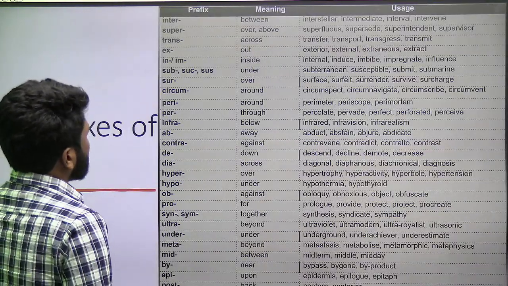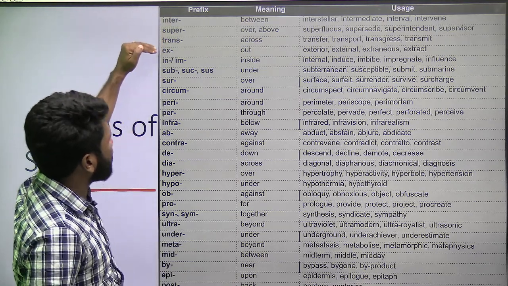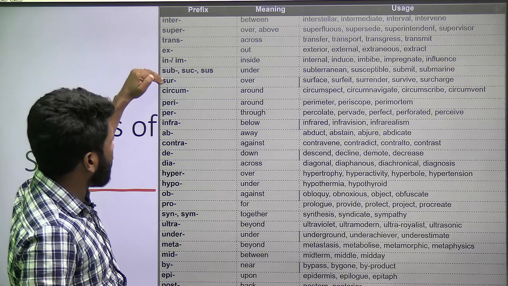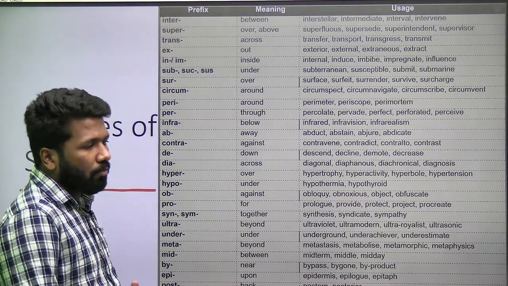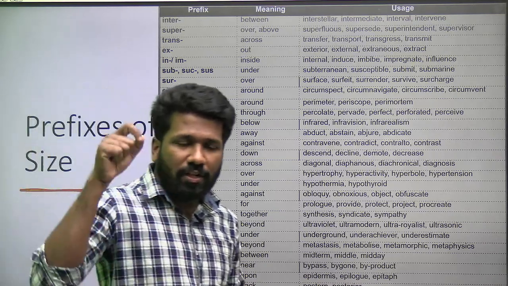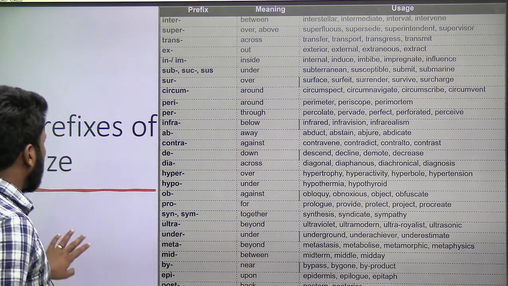So prefixes of size, or this is not size, this is position actually. Inter, super, trans, ex, in, sub, circum, peri, per. Again, go through this, that will improve your vocabulary. I will share the PDF in the Telegram channel. The Telegram channel link is there in the description of this video.